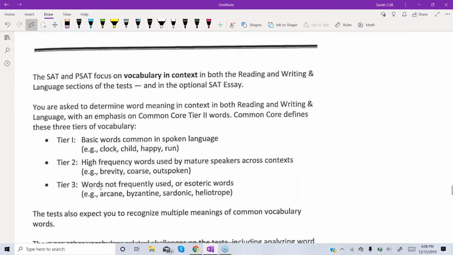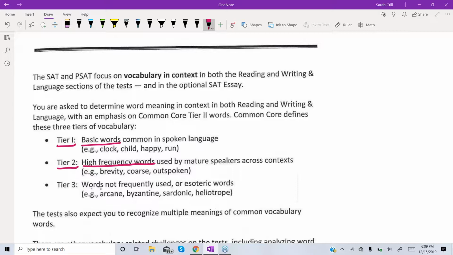Okay. So vocabulary on this test is in particular very important. In order to help you understand what kind of words are going to show up on the test, we categorize the words into different tiers. So we have tier 1, which are basic words such as clock, child, happy, run. We have tier 2, words that are high frequency words by mature speakers. And those are words like brevity, coarse, outspoken.